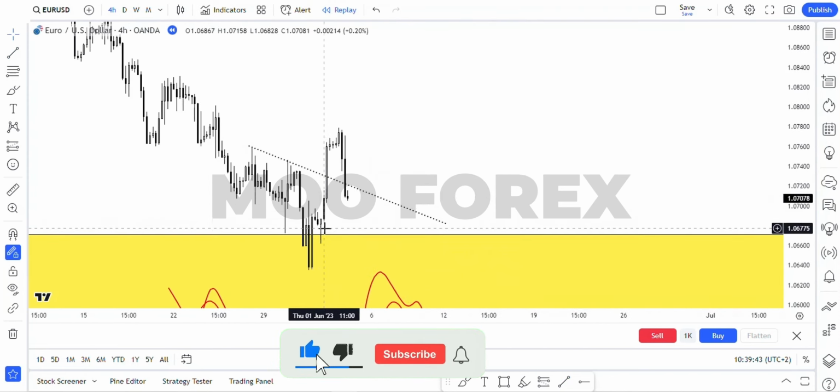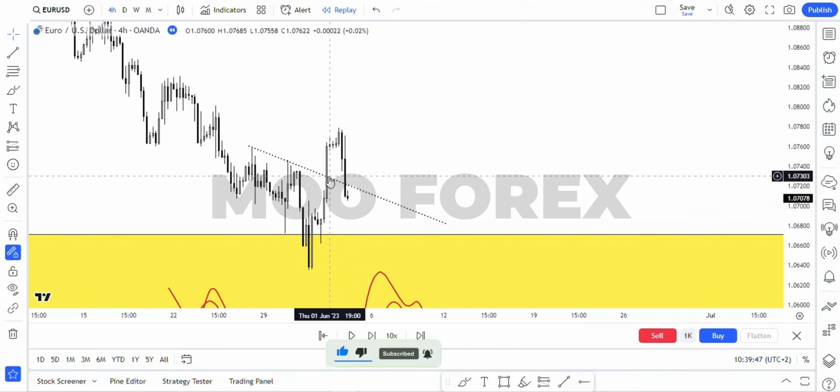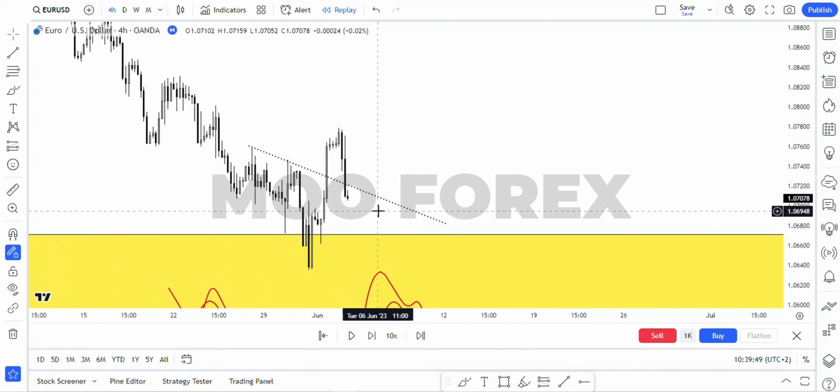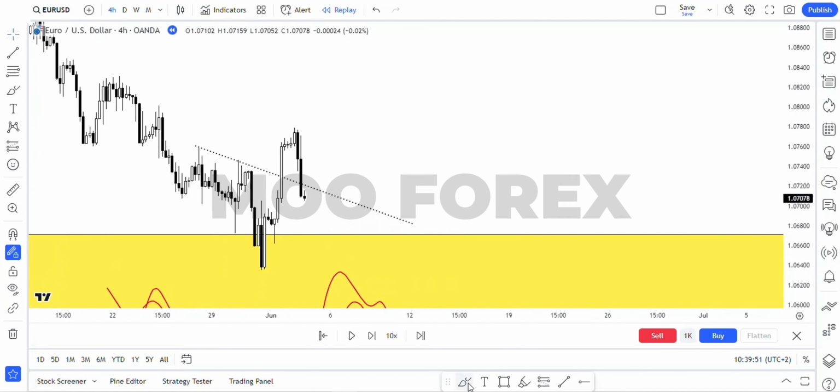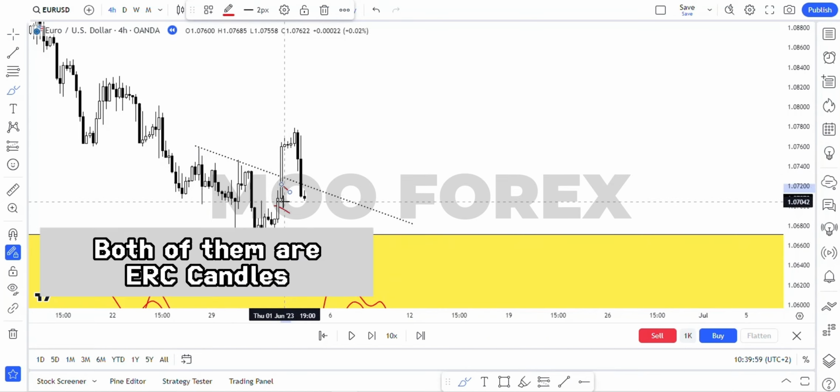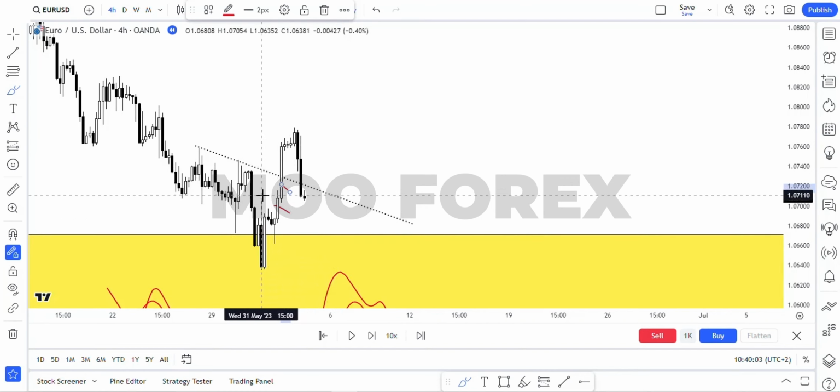Okay, so now after drawing this trend line, we have to find a strong imbalance. See these two candles here, candle 1 and candle 2. Can you see these two moves here? These two candles are actually ERC candles. If you don't know what an ERC candle is, you can go to my older videos and find out what an ERC candle is.